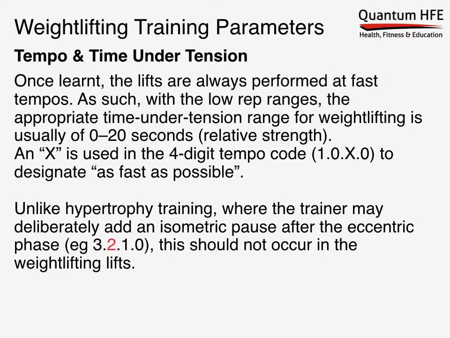In relation to tempo and time under tension, once learnt, the lifts are or should be performed at fast tempos, and as such, with the low rep ranges, the appropriate time under tension range for weightlifting is usually in that relative strength band of 0 to 20 seconds per set. If we see an X in the 4-digit tempo code, so 10x0 for example, that would designate, again, as fast as possible. Unlike hypertrophy training, where the trainer may deliberately add an isometric pause after the eccentric phase, i.e. 3, 2, 1, 0, you don't really tend to see this in the Olympic lifts unless you're really trying to do an isometric phase to overload the stabilizers.